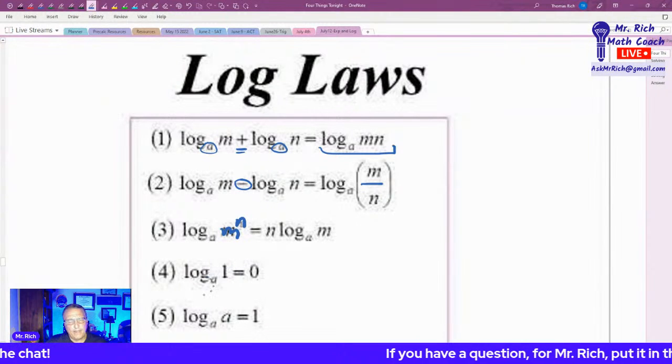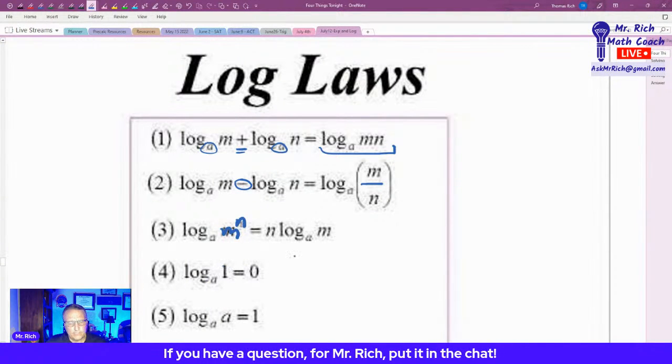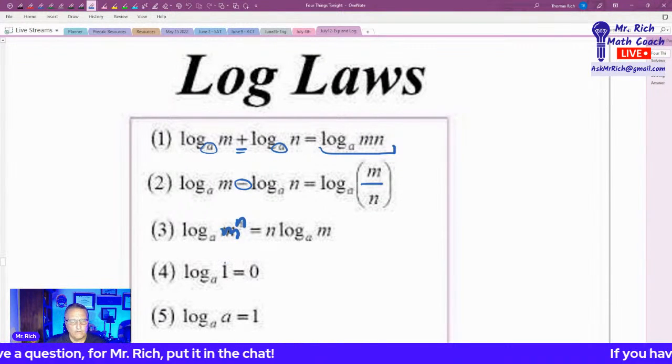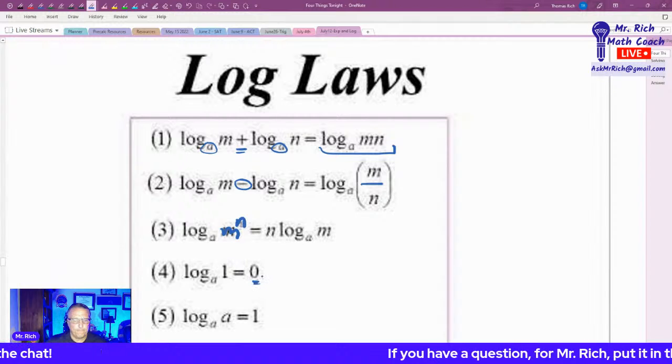Now this right here, log base A of 1 is equal to 0. So anytime that you take the log of 1, you are going to get an answer of 0.